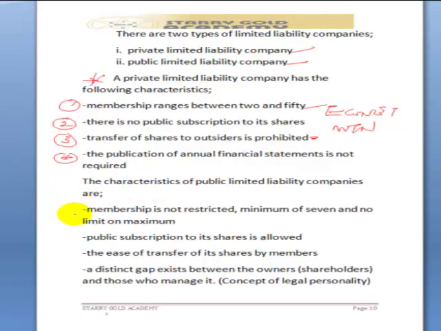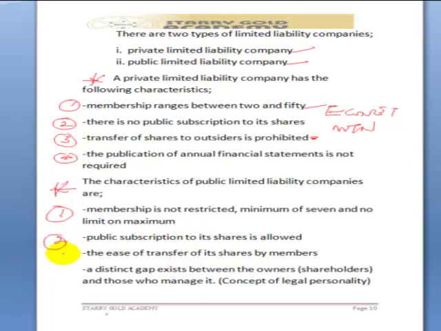Let's now take the characteristics of public limited liability companies. 1. Membership is not restricted. That is, a minimum of 7 and no limit on the maximum. It can be as many as 1,000, it can be as many as 5,000. Number 2, public subscription to its shares is allowed. Once you are a shareholder and there's a need for you to dispose of your shares, just approach your broker on the stock exchange and your shares will be sold without recourse to existing shareholders.